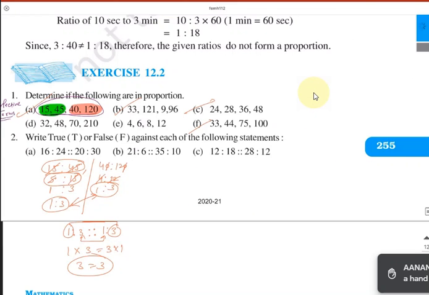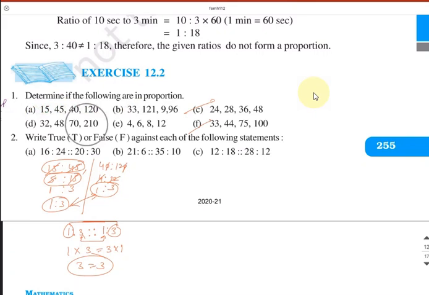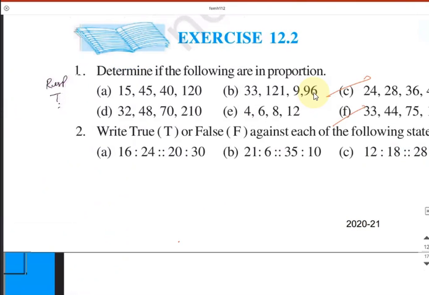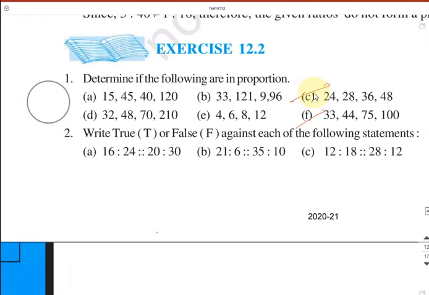Yes, Anand. Sir, I did not understand. Which one? This one, sir. Which step, beta? That, sir, first one, sir.